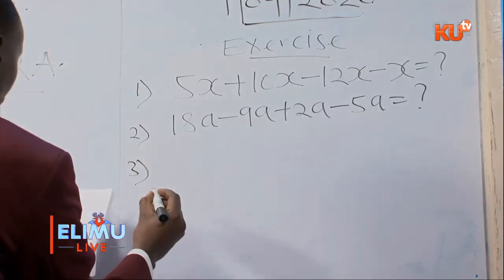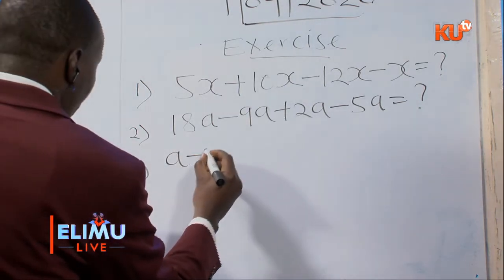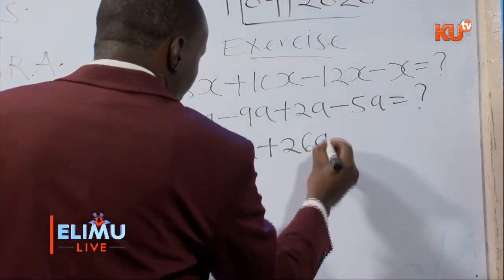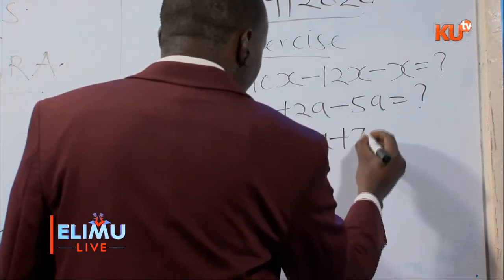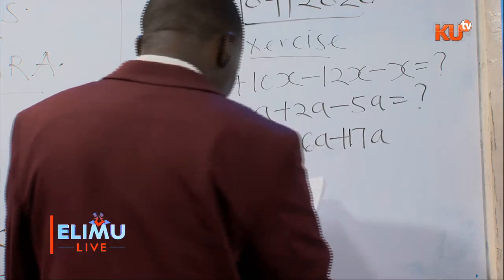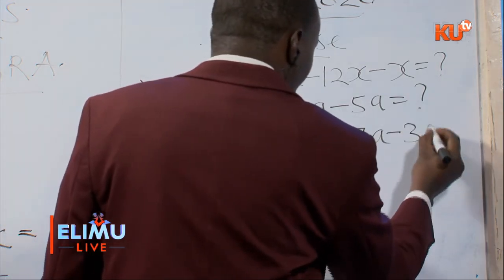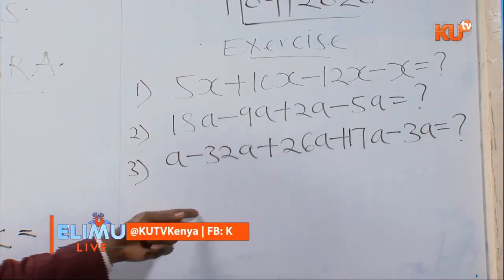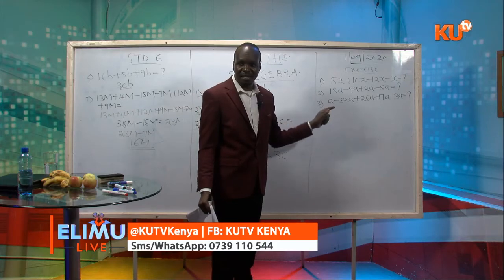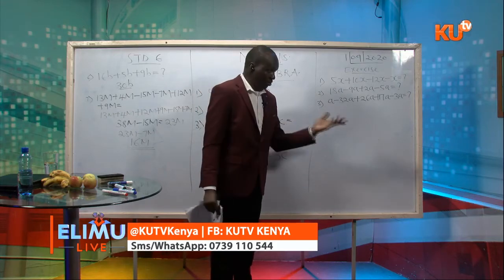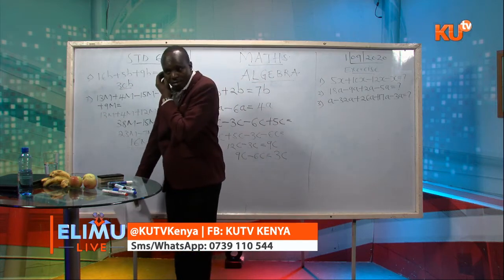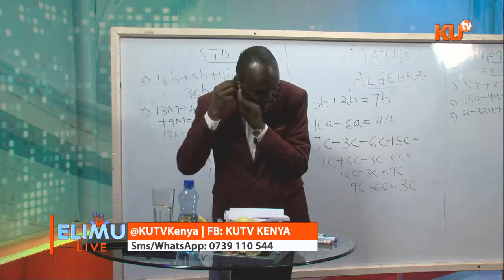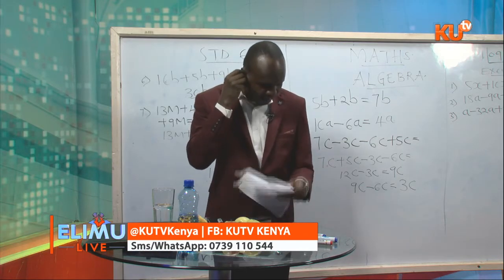Finally, A take away 32A plus 26A plus 17A take away 3A. What do we get? Work out and send us the answer. The number has been displayed on your screen. Okay. And also, if you have got any question, you can text it so that I can answer it.